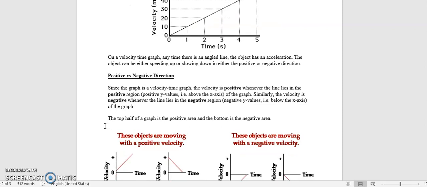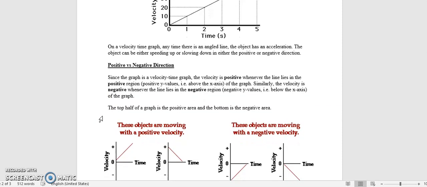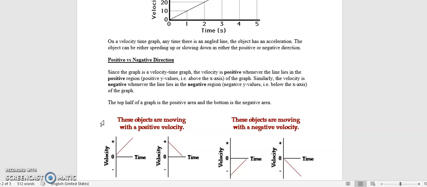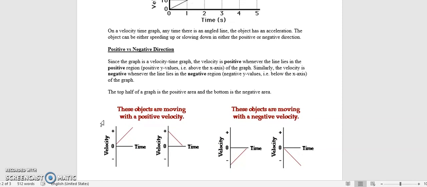So we'll look at the direction first. How do you know if it's the positive or negative direction? Since the graph is a velocity time graph, the velocity is positive whenever the line lies in the positive region. So anytime you have positive y values, or you're above the x-axis of the graph. Also, the velocity is negative whenever the line lies in the negative region. So it's below the x-axis, you have a negative y value.